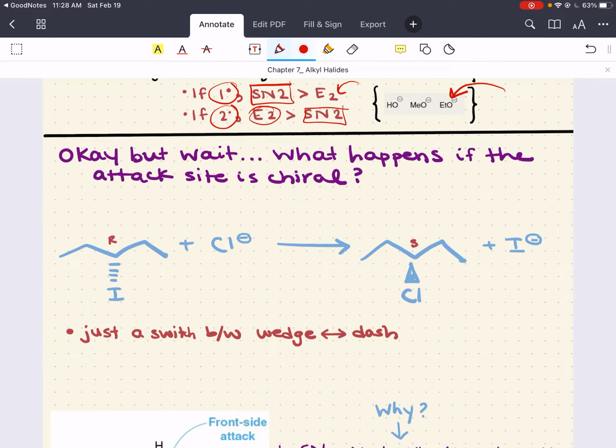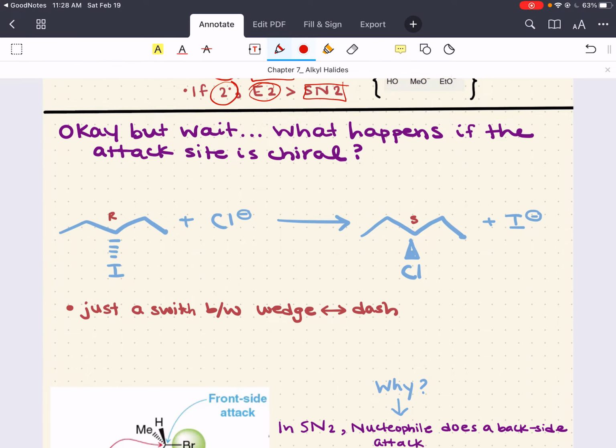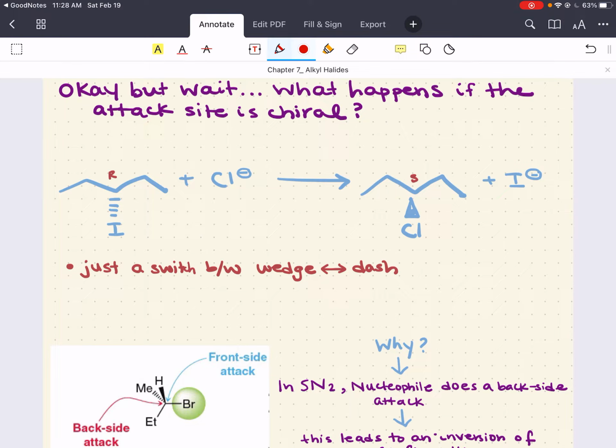Now, another question. What if our alkyl halide has a chiral center? What happens if the attack site is chiral for SN2? We're still speaking about SN2. Well, the reaction for SN2 is said to proceed with inversion of configuration. This strong and handsome nucleophile is going to attack from the backside. If you have a chiral center at your alpha carbon, the nucleophile is going to attack from the backside at your electrophilic alpha carbon. And what you get is a change in the chiral center in your product.